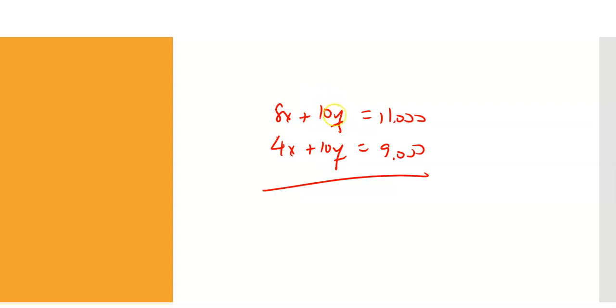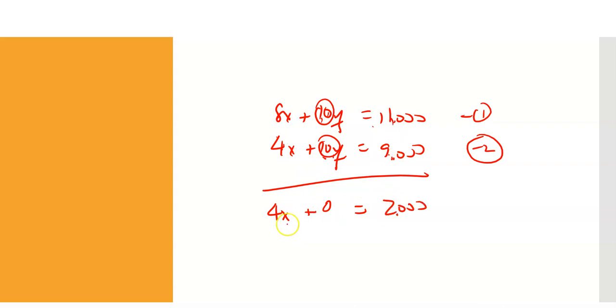So for example, in this scenario, these two are already the same. If they weren't, I'd multiply to try and make sure that the two coefficients are the same. Now these are the same, so all I'll do is subtract. I can call this equation 1, I can call this equation 2, so literally subtract equation 2 from equation 1. So what does that mean? 8 minus 4, that's 4x. 10 minus 10, that's 0, is equal to 11,000 minus 9,000, that's 2,000. So that means that 4x is equal to 2,000. And that means that x is equal to 2,000 over 4, and that means that this is equal to 500.